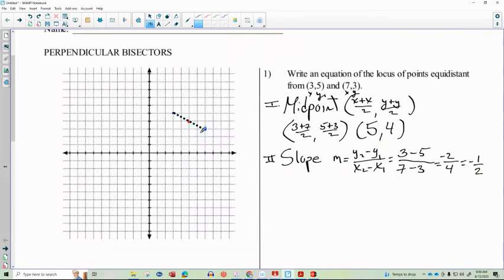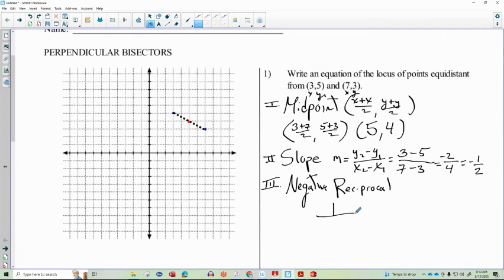Down 1, across 2. Yep, perfect. However, we don't want the equation of that line. What we want is the equation of a line that's going to be perpendicular to that one, which takes us to step 3. You have to understand the concept of negative reciprocal, right? Negative reciprocal slope, right?